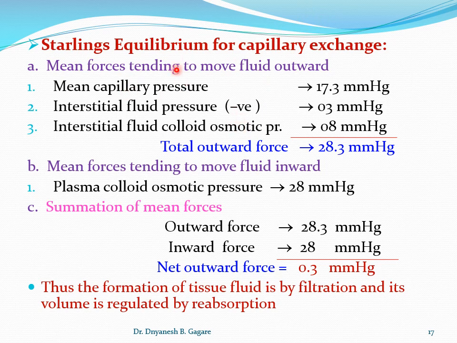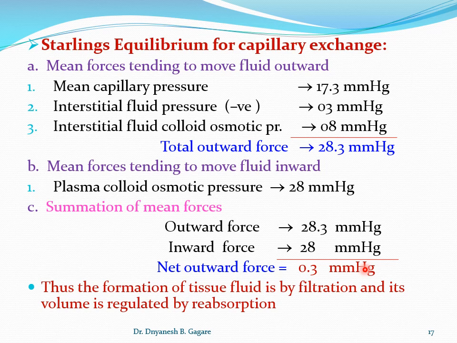So if we take the venous end and arterial end together, then finally we get a net outward force of only 0.3 millimeter of mercury. If you try to remember, there is always more filtration than reabsorption of the fluid in the capillary.